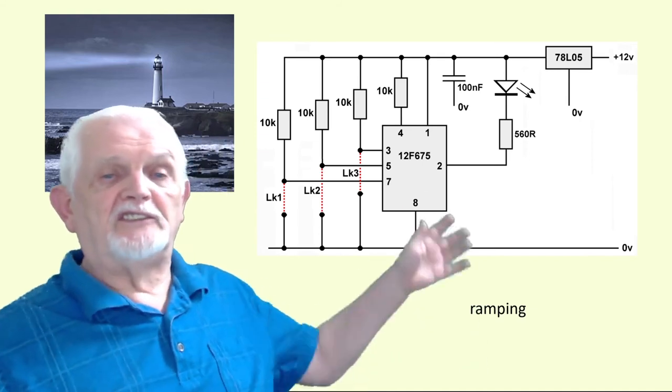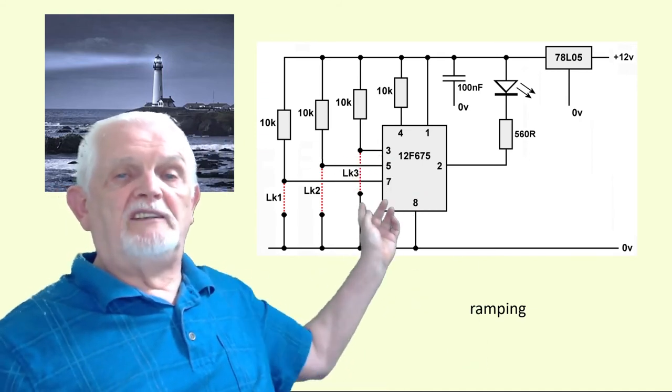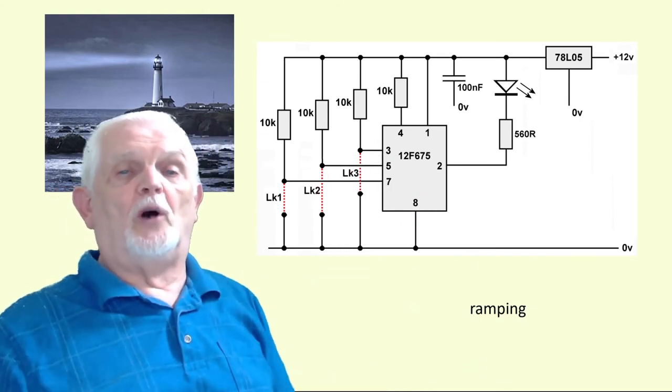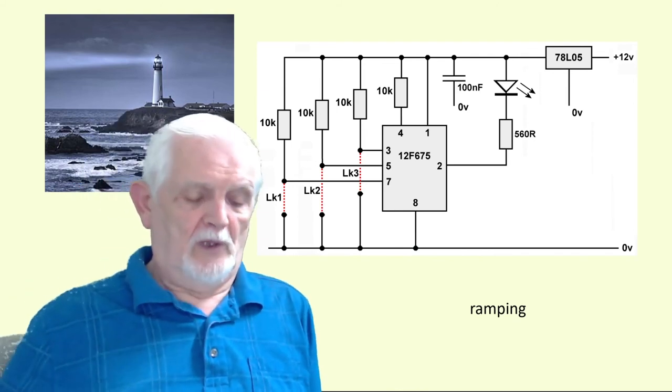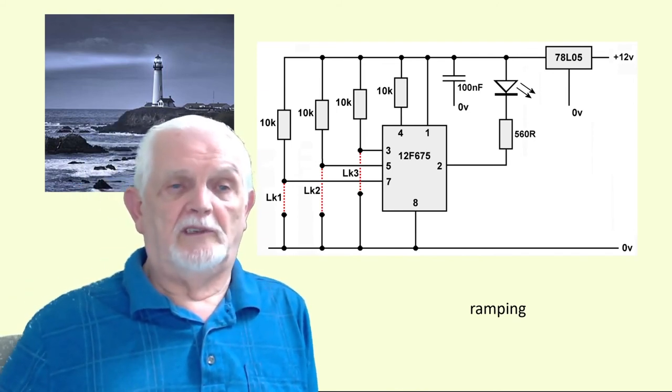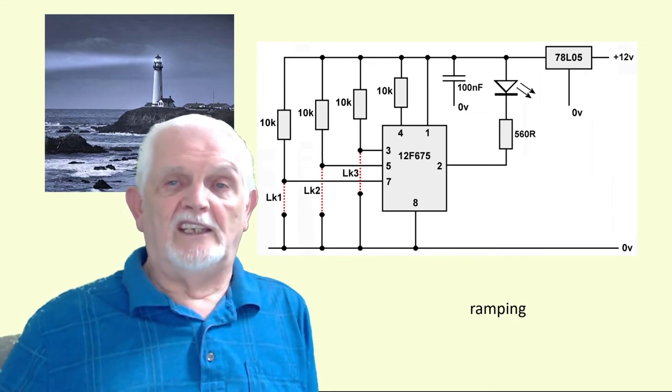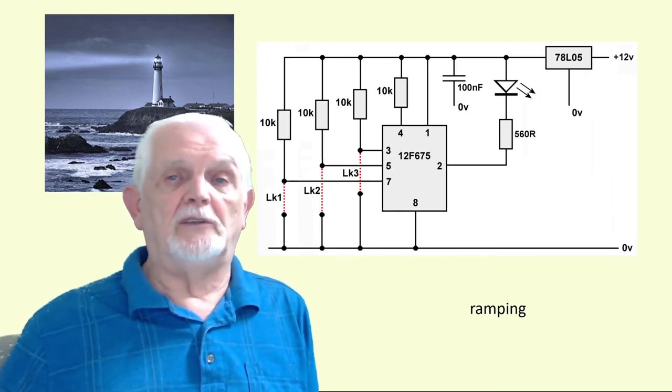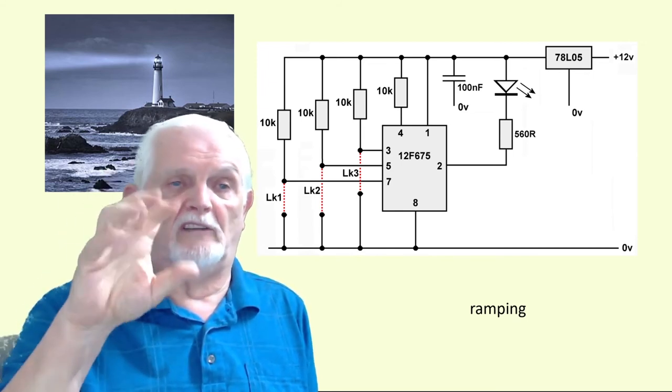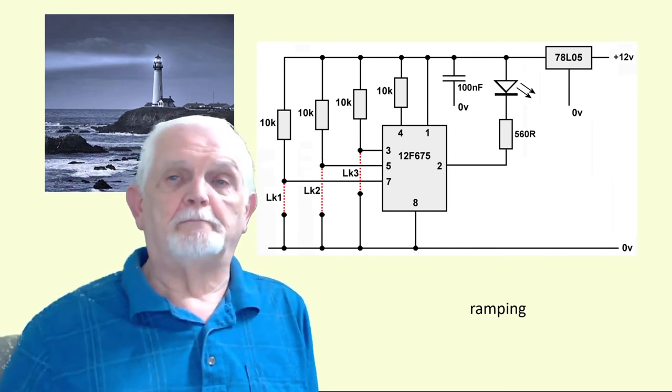And we've got 3 links down the side. You can put wires in there or not, which gives us 8 different options, so we can have different lighting patterns for different lighthouses. And that's using pulse width modulation to get that ramping effect of up lighting and dimming.